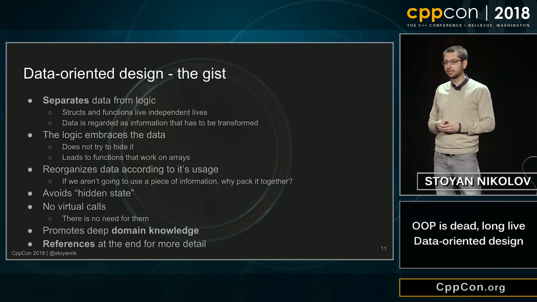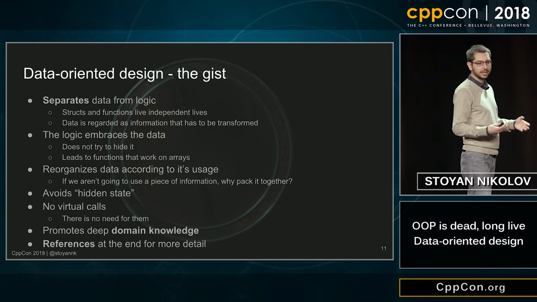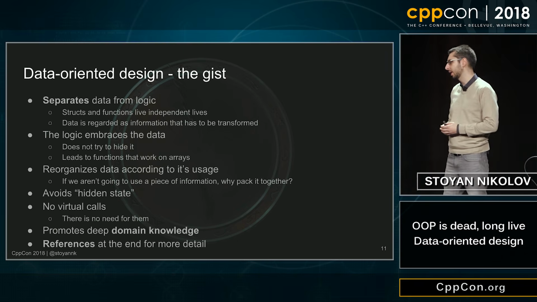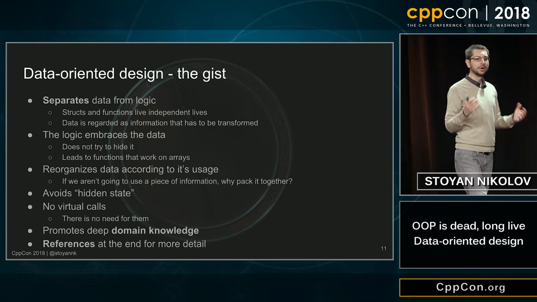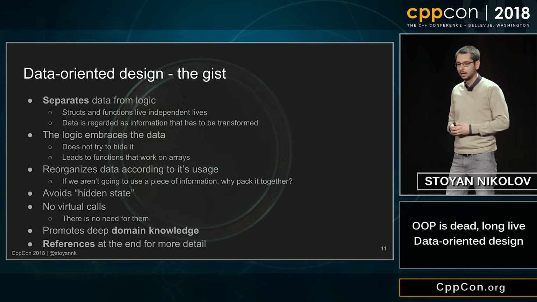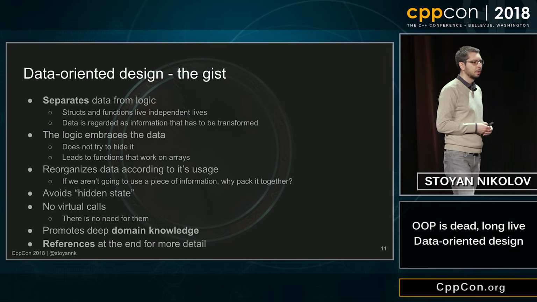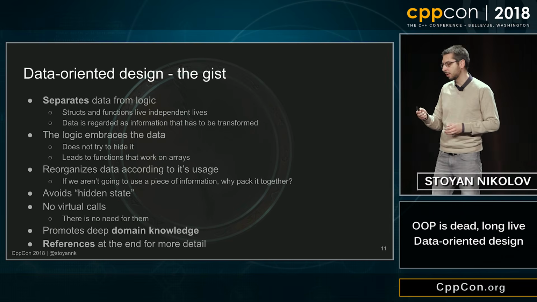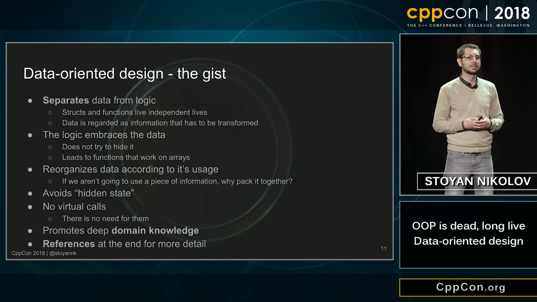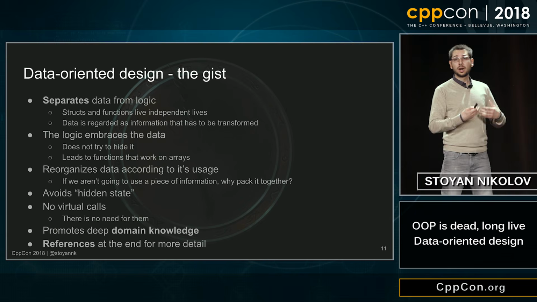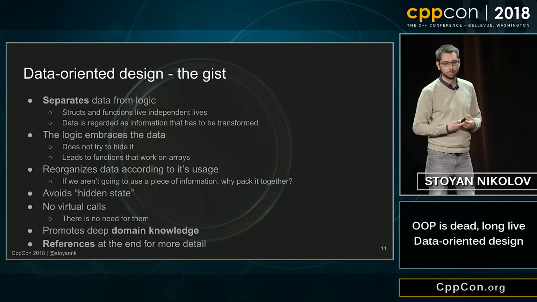So the gist of data-oriented design is to separate the data from the logic. We try to use the data where necessary without polluting our caches and try to keep our logic simpler. So we embrace the data. We don't try to hide it. We avoid hidden usage. We'll see how. It's an interesting technique. We try to avoid virtual calls because very often we just don't need them. And data-oriented design is one of those things that at its core are simple, but are very difficult to master, a bit like the game of Go.